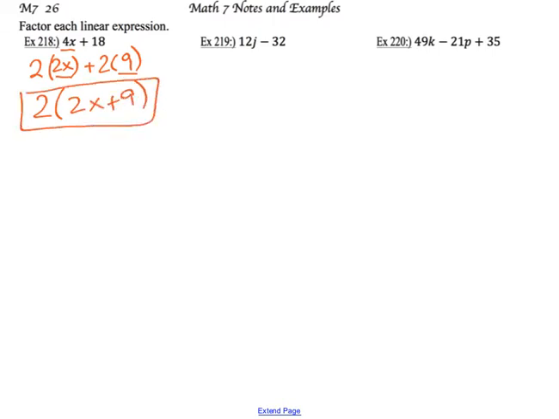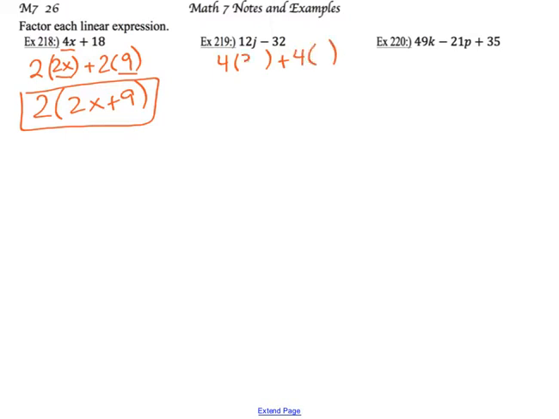Okay, next example, 12j minus 32. The biggest number that goes into 12 and into 32, well, 12 is 4 times 3, and 32 is 8 times 4, so they both have 4. Can't do anything bigger than a 4. So we're going to factor a 4 out of each of these.